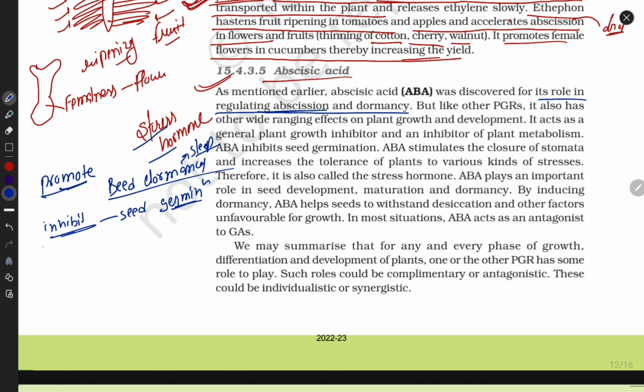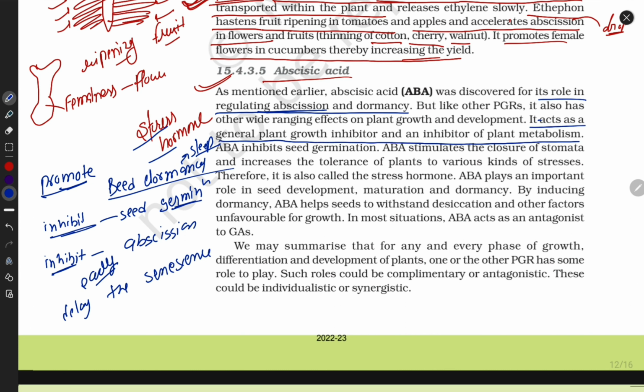They regulate abscission. They inhibit what? Abscission. You can say early abscission. They delay senescence. Okay, it acts as a general plant growth inhibitor and inhibitor of plant metabolism. They inhibit maximum phases like seed germination, like seed dormancy, like senescence. Okay, they close stomata also and increase the tolerance of plants to various kinds of stress.